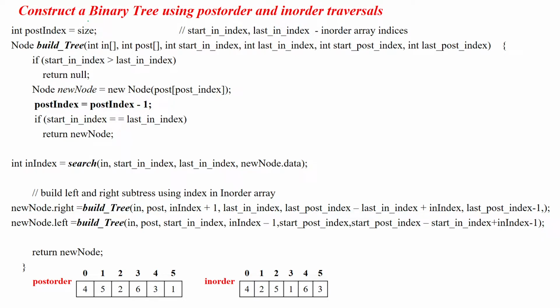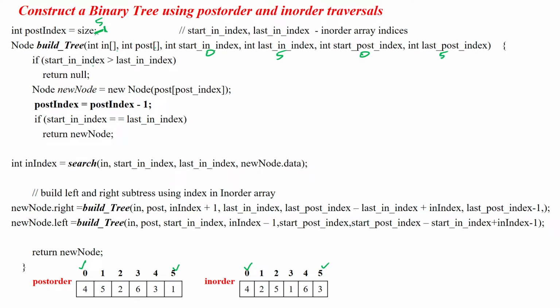So here now the post index is initialized with the array length minus 1. Post index is now size minus 1, so this is 5. Now we are passing the in order array, post order array, and the starting index. For post order, starting index 0, ending index is 5. For in order also, starting index 0, ending index 5. So starting index for in order, last index for the in order, starting index for the post order, last index for the post order.